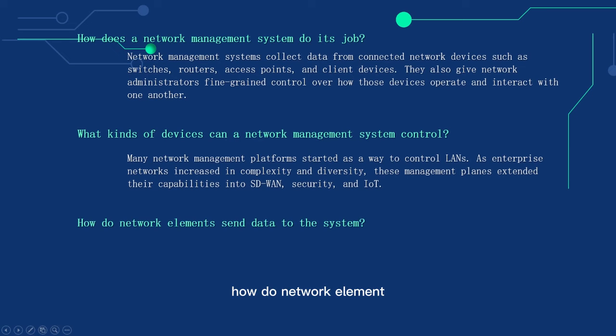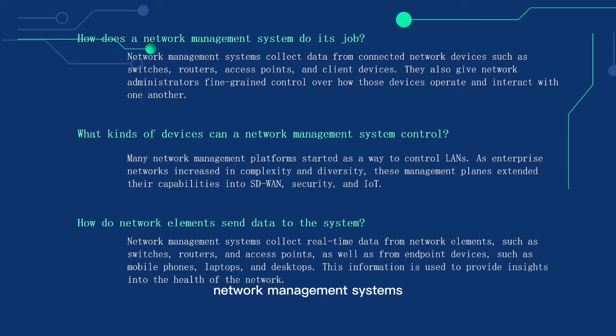How do network elements send data to the system? Network management systems collect real-time data from network elements such as switches, routers, and access points, as well as from endpoint devices such as mobile phones, laptops, and desktops. This information is used to provide insights into the health of a network.